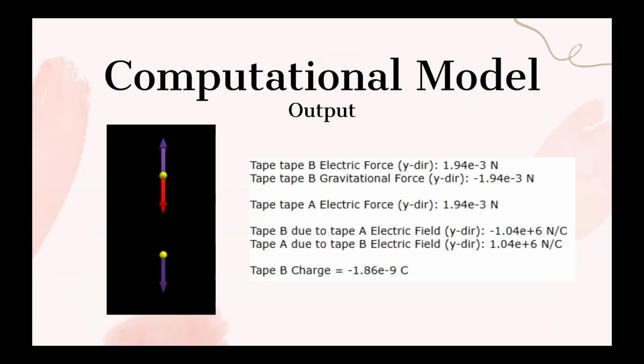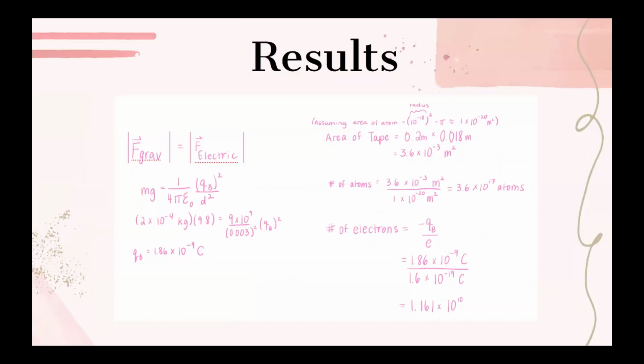Next are the results. Here we can see that in the left diagram, the tape A is shown by the bottom force, and then the tape B is shown by the top force. The tape B charge is negative 1.86 times 10 to the negative 9 coulomb. We can also see this through our calculated results. As we can see, Q is equal to 1.86 times 10 to the negative 9 coulomb. This is the magnitude of the electric charge.